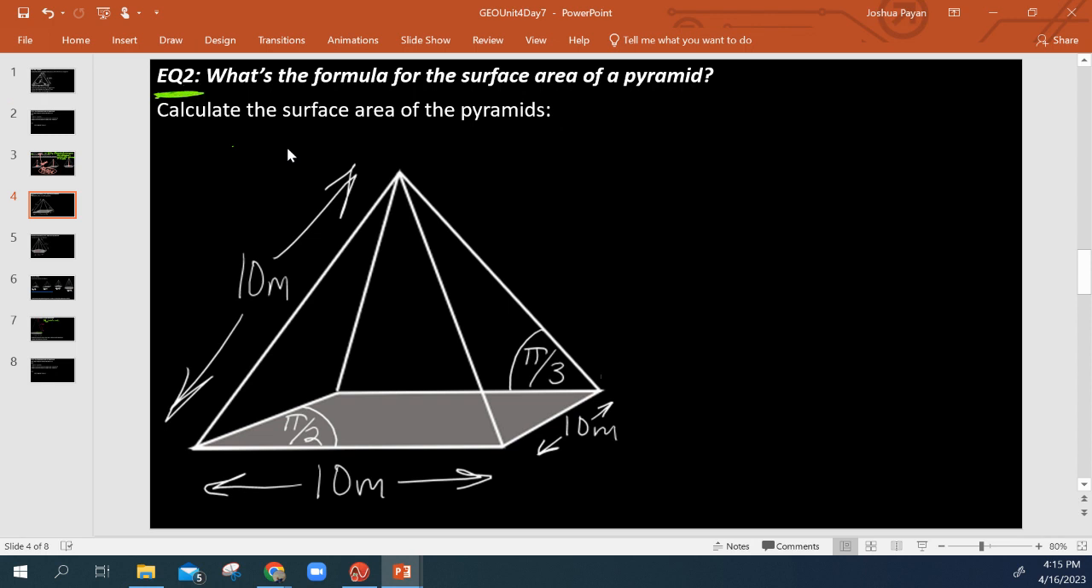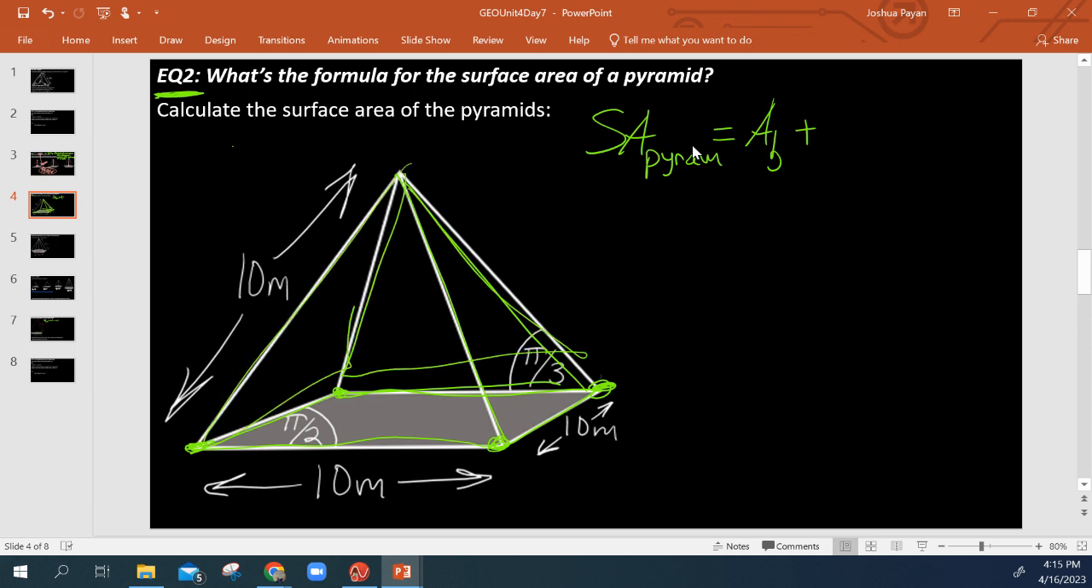Okay, so EQ2, formula for calculating the surface area of a pyramid. Well, you don't really need a formula because you can tell with common sense. Any pyramid, if you wanted to find its surface area, just calculate the area of its base. So the surface area of a pyramid is going to be equal to the area of the base plus the area of all of its lateral faces. In this case, this is a square pyramid, so it's going to have 4 lateral faces.